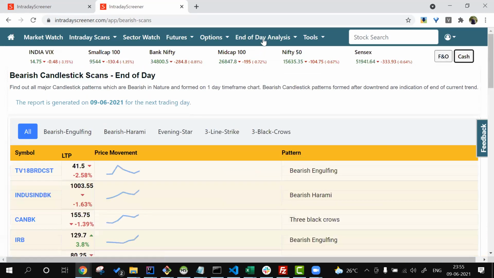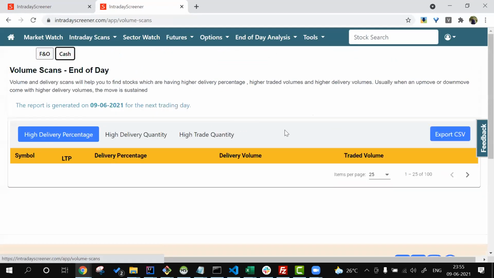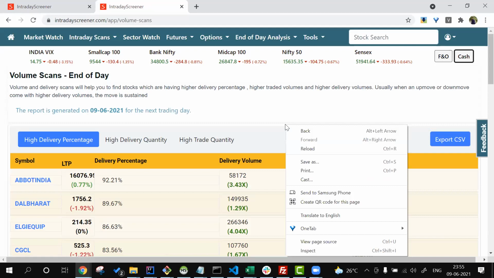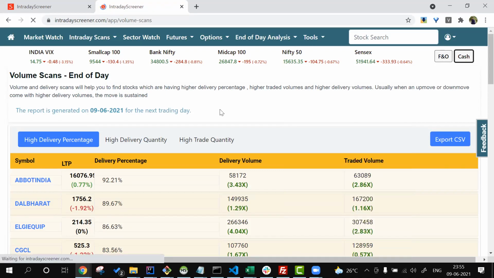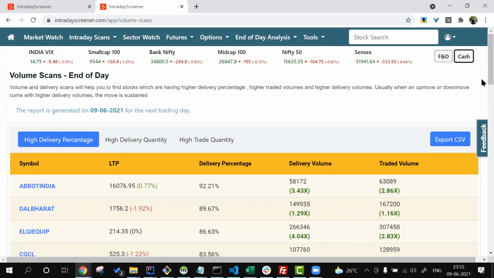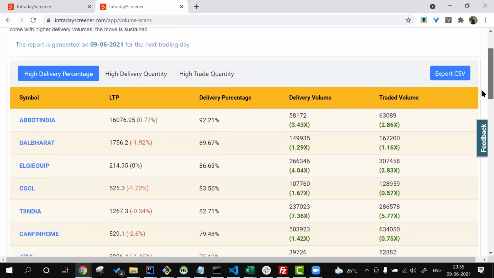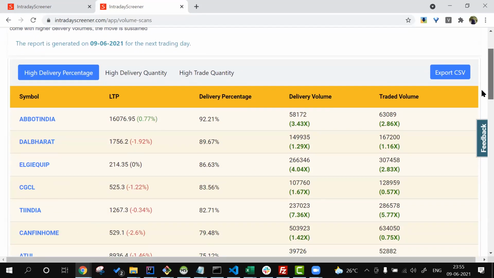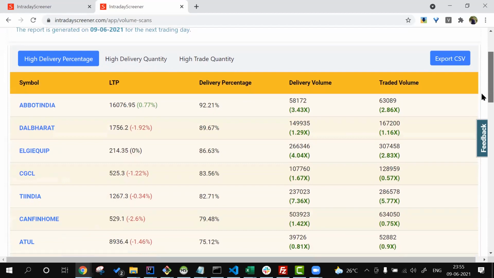Then we have bearish candlestick scans. We have volume and delivery scans, which will give you the stocks where high delivery percentage and high delivery volume are there. For example, Bata India has really high delivery percentage and high delivery volume.